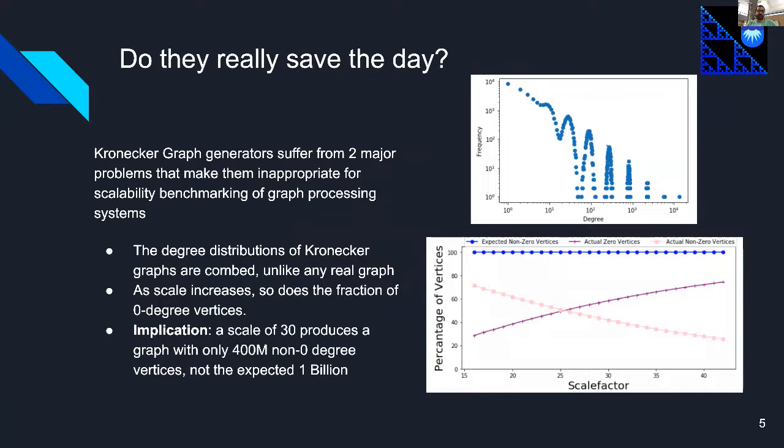But Kronecker graphs are far from ideal. The degree distribution of a Kronecker graph is combed at regular intervals, between which the vertices with a given degree are highly improbable. This distribution matches no real-world dataset of which we are aware. This may affect algorithms such as triangle counting, whose expected runtime depends on the degree distribution. This combing is also present in the k-core distribution of a Kronecker graph. Moreover, as the scale factor, which controls the number of vertices of a Kronecker graph, increases, the proportion of isolated zero-degree vertices also increases. So if you create a Kronecker graph of scale factor 30, you would expect around a billion non-isolated vertices, but in reality, that number is somewhere closer to 400 million instead.